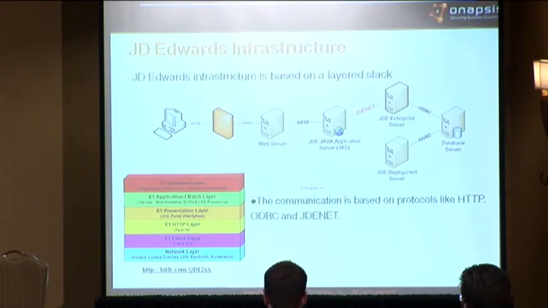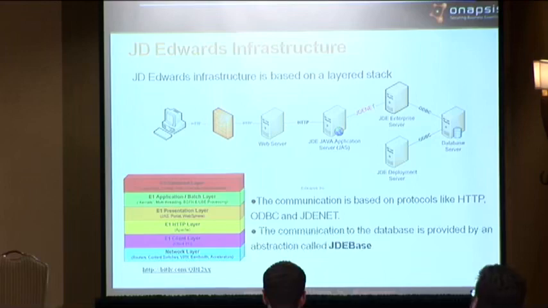So the way that the different components are being connected, or the protocols that are being used, are HTTP and ODBC, which are well-known protocols. But something that we found out is that there is a specific protocol called JDENet. This is a proprietary protocol of JD Edwards, and it's used to connect to the enterprise server. It's the one used, for example, from the portal or any other component that is interacting with the enterprise server. That's done with this proprietary protocol.